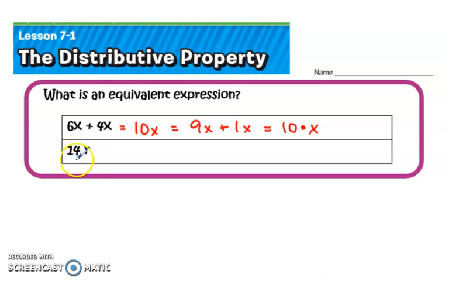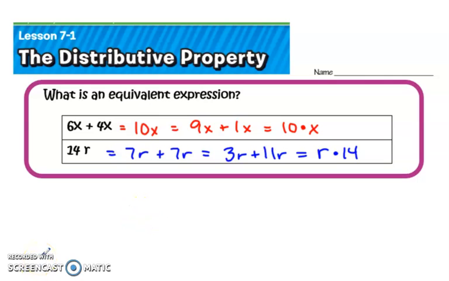Okay, let's look at another one. We've got 4r. So 14r, excuse me. We could do 7r plus 7r. That's equivalent to it, isn't it? This still equals 14r. It's just another way of writing the expression. Okay, we could also do 3r plus 11r. Or we could do another equivalent expression, r times 14. So these all have the same exact value as this one, and that means it's an equivalent expression.